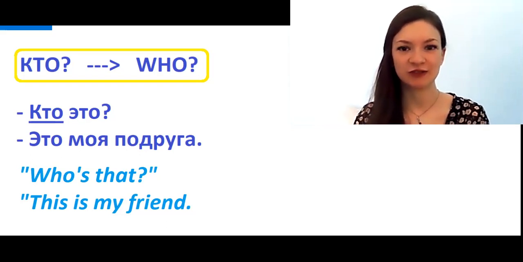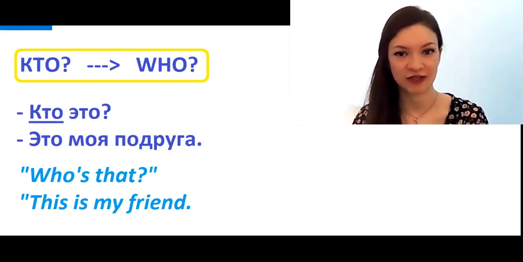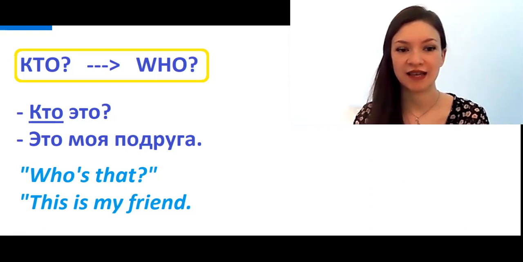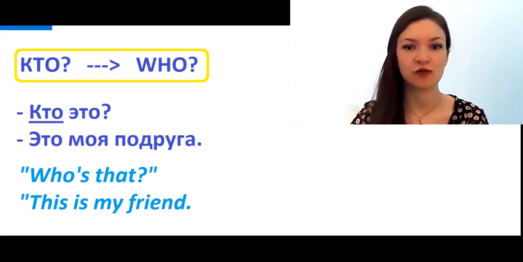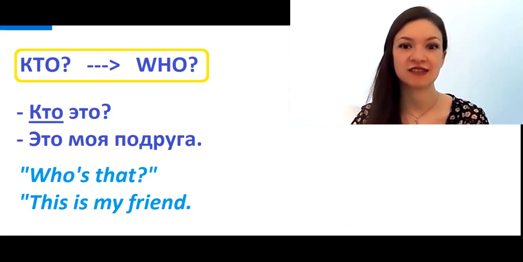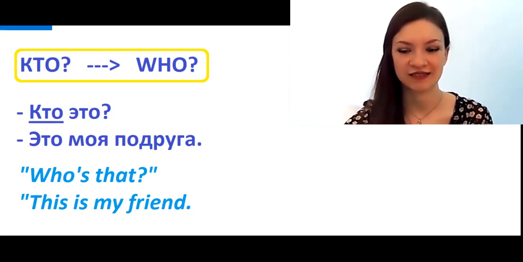But this word кто is a little bit tricky. Why? Because кто is only in nominative case. As you already know, maybe, we have 6 cases in Russian language, and this word always changes. It has different forms like кого, кому, кем, but the basic form, nominative case, is кто. Кто это? Who is that?